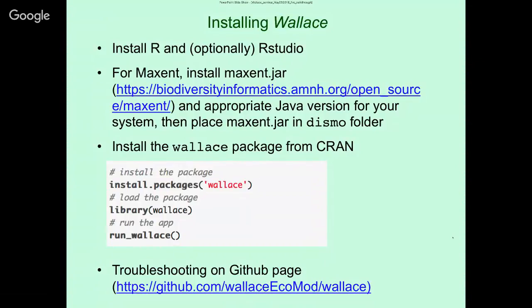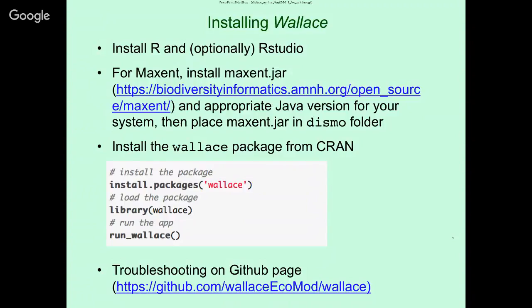And optionally, RStudio, which is a big wrapper for R that I find very, very useful for programming and has a lot of neat features that make R a bit easier to use, but it's not necessary. If you want to use Maxent in Wallace, you would need to download it. I have a link right there to the American Museum of Natural History, which is currently housing Maxent. Maxent is now open if you did not know. And so it's also easier to get.